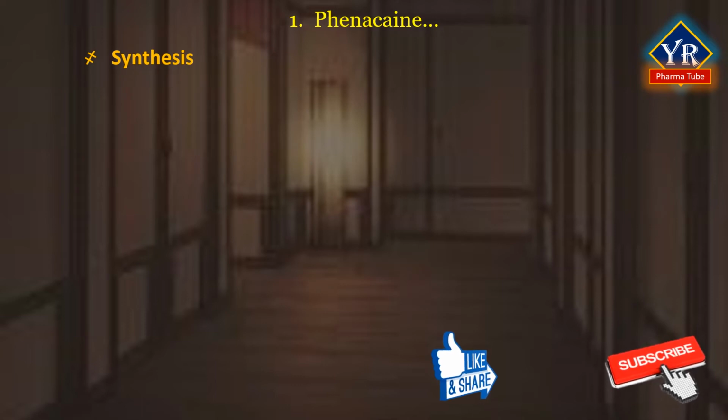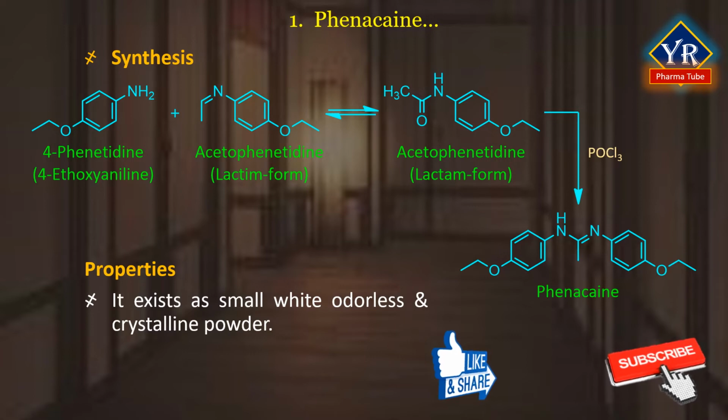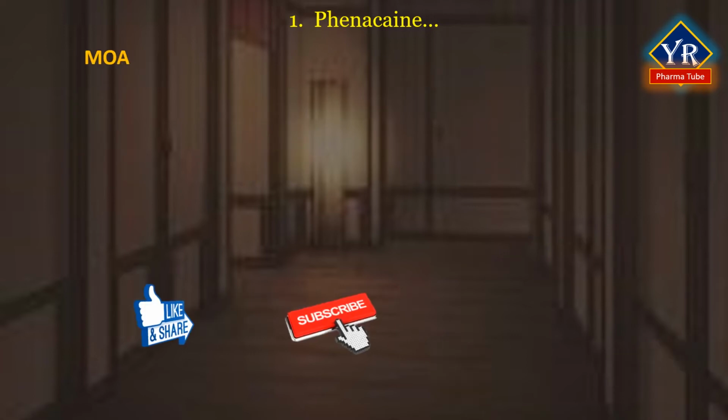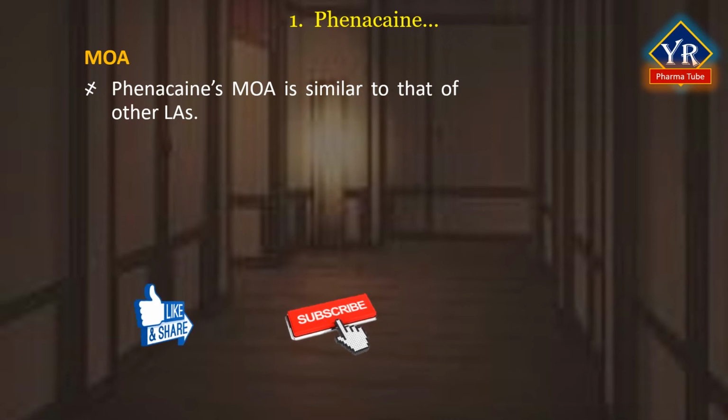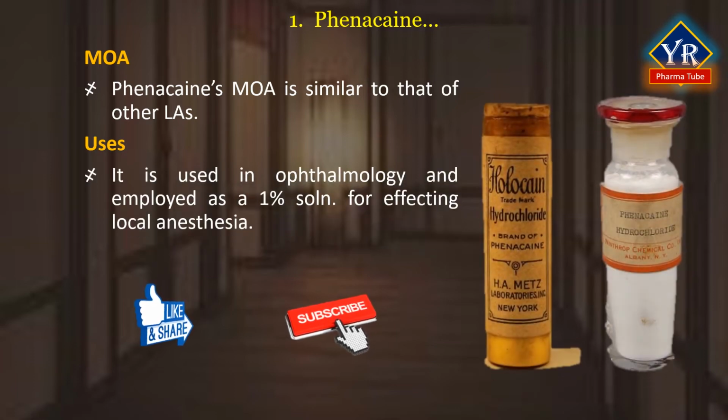Phenacaine is synthesized in a single-step reaction from 4-phenetidine, that is 4-ethoxyaniline, which on condensation with acetophenetidine in lactam form, also known as N-4-ethoxyphenyl acetamide, in the presence of phosphorus oxychloride yields phenacaine with the elimination of a water molecule. It exists as a small white odorless crystalline powder. The mechanism of action of Phenacaine is similar to that of other local anesthetics as explained in the previous videos. Phenacaine is approved for ophthalmological use and employed as a 1% solution for effecting local anesthesia of the eye.